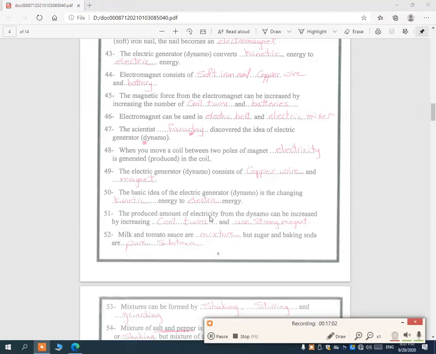52. Milk and tomato sauce are dots, but sugar and baking soda are dots. Of course, milk and tomato sauce are mixtures, but sugar and baking soda are pure substances.